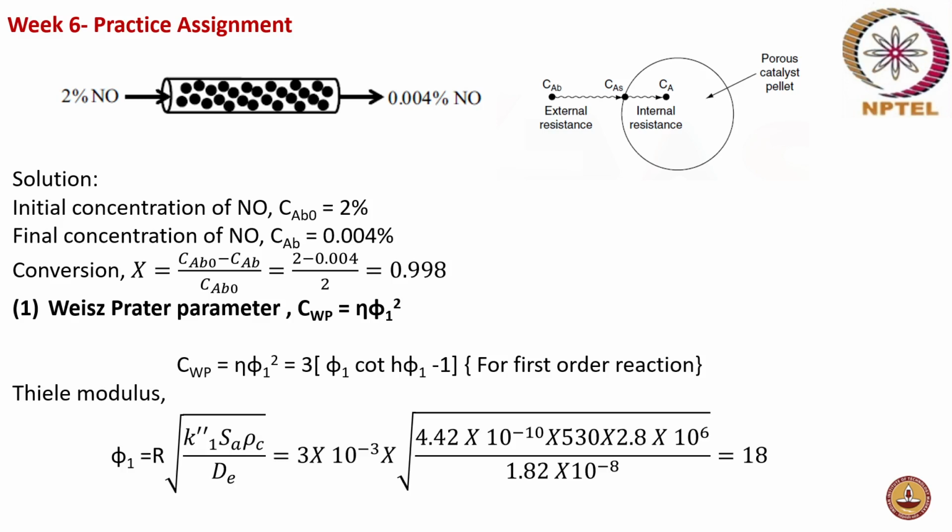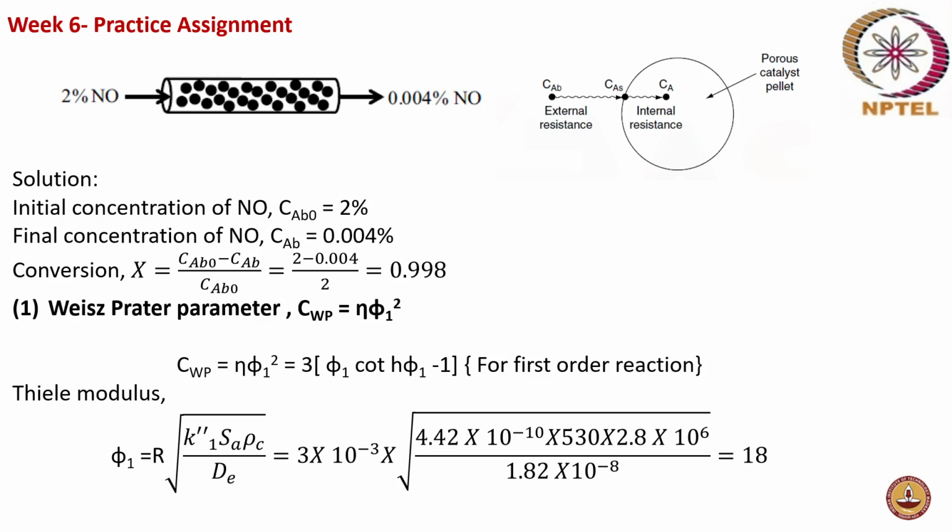So the Thiele modulus for the first order reaction is given by phi 1 is equal to R into square root of K1 double prime into SA into rho C by dE, where SA is your internal surface area available within the catalyst particle, and rho C is the density of the catalyst particle. So you calculate this Thiele modulus for the individual catalyst particle.